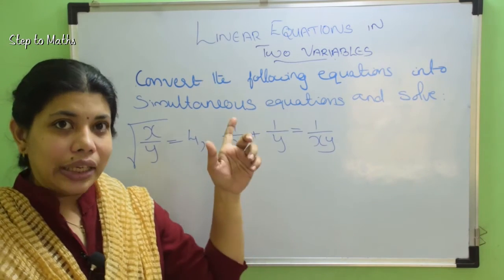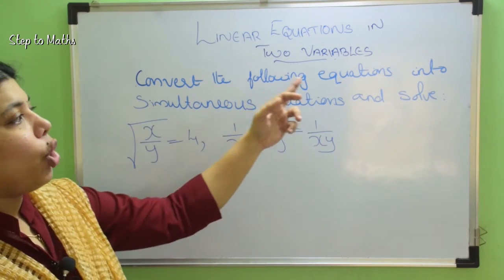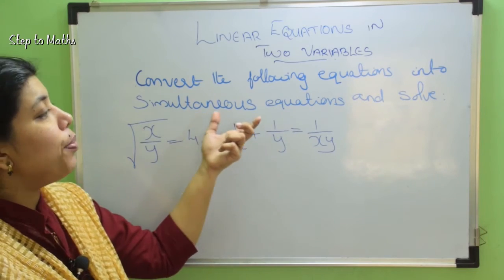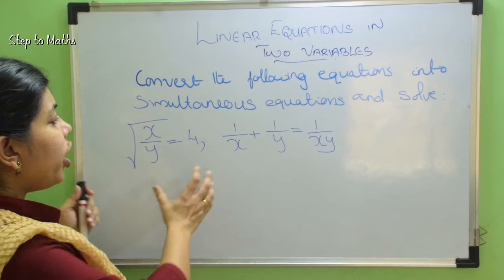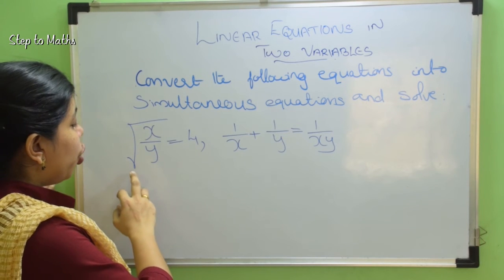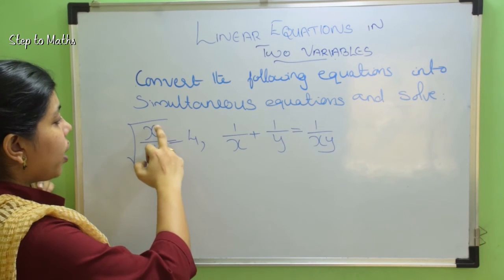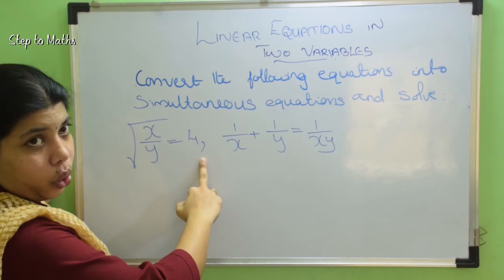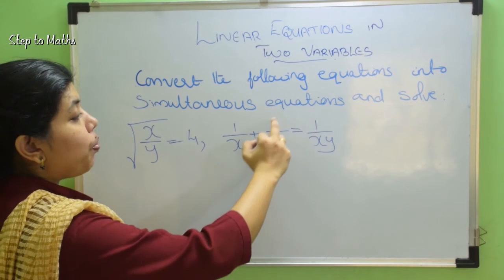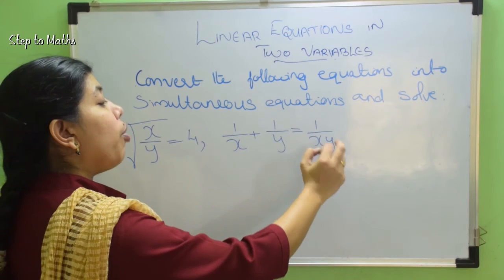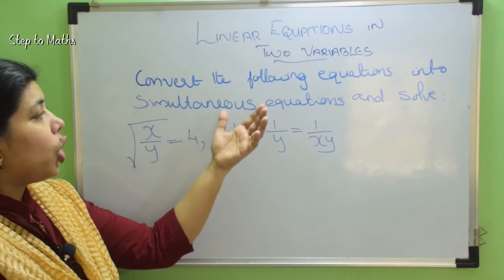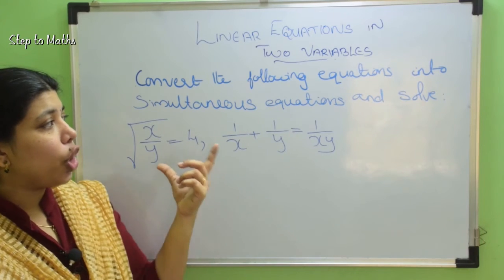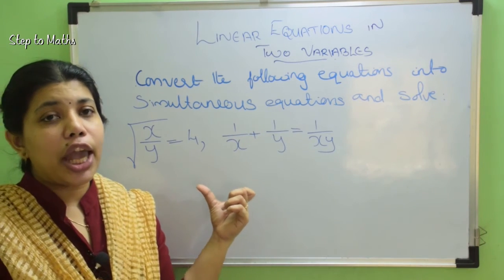The last question in this section. Convert the following equations into simultaneous equations and solve. Two equations are given. Root of x upon y is equal to 4. 1 upon x plus 1 upon y equal to 1 upon xy. The first step is to convert these equations into simultaneous linear equations.